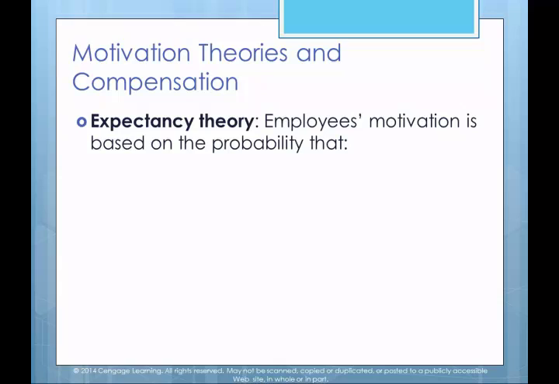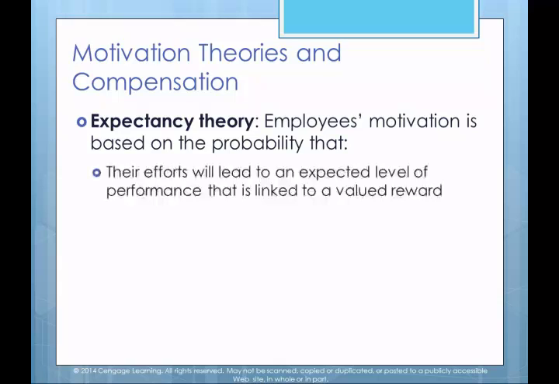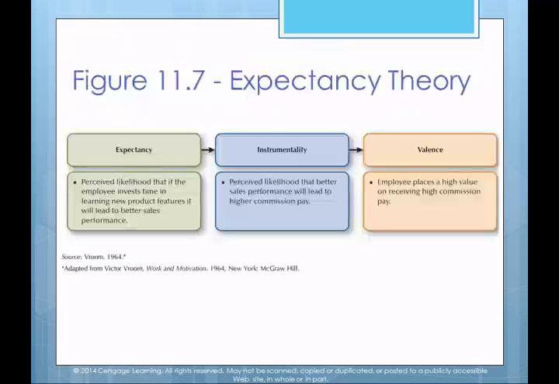And we take these into consideration because we really decide kind of what motivates employees. I mean, research in the field of worker motivation has been going on since the 60s, and there's been really two theories of motivation. The expectancy theory is the first. Employees' motivation is based on the probability that their efforts will lead to an expected level of performance that is linked to the value of the rewards. So if we pay our employees, we expect them to work more or perform better.